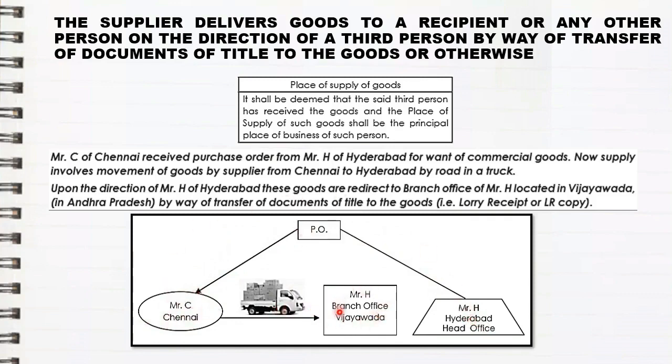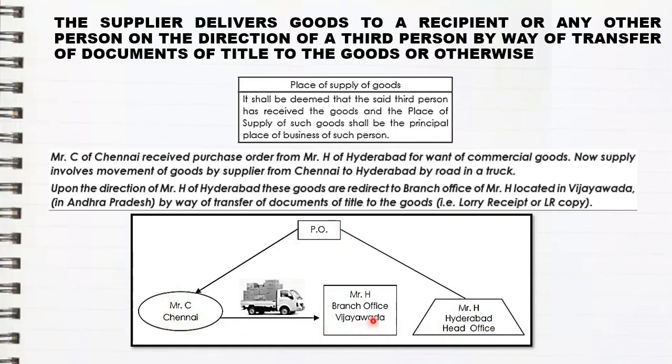his branch office. So now here there are three parties involved: the supplier, the recipient, and the third person who made the order. So in that case, according to the rule of third person, the place of supply will be that place where the third person is residing. So here there are three places involved: Chennai, Vijayawada, and Hyderabad. Hyderabad is the place from where the purchase order was made. Chennai is the place from where the supply of goods is done, and Vijayawada is the place where the goods have been received.